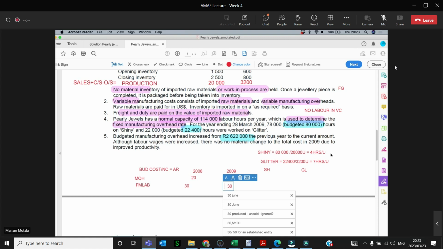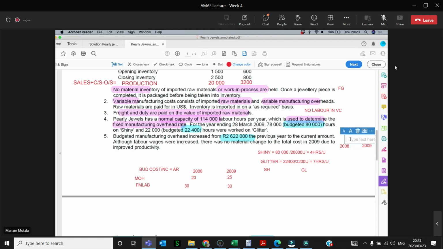But remember, the budget is 4 hours for a shiny and 6 hours for a glitter. So I'm just going to put there 2008 and 2009. And we will deal with the manufacturing overheads because it differs. So it's 23 rands times 4 versus 25 rands times 4. So it's 100 rands, and here it's going to be 92 rands. That's your allocation rate. The 25 rands times 7 is going to give you 175 rands, and 23 rands times 7, what's that going to give you? 161.